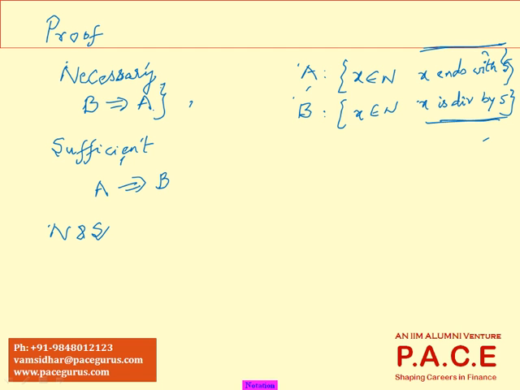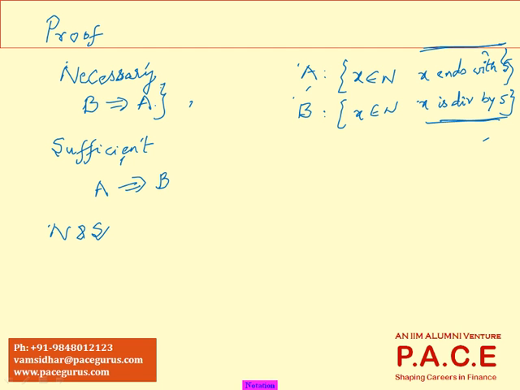Right? You see it in both the cases. If X is ending up with 5, then I am sure that it is divisible by 5. Whereas if X is divisible by 5, then it need not end up with 5. It can end up with a 0 also, but still divisible by 5.